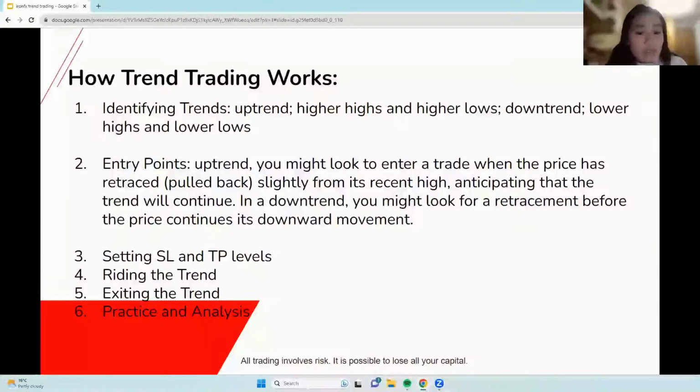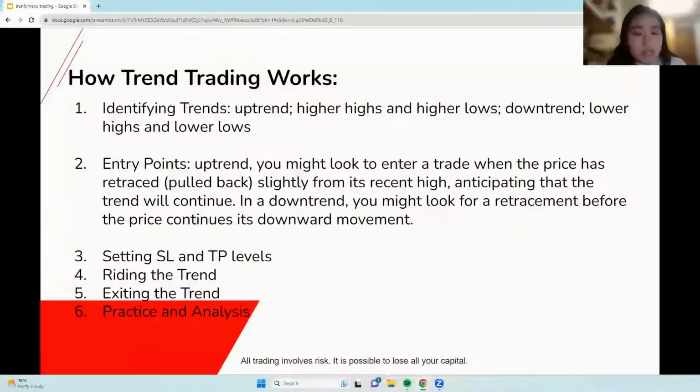Next, for number 4, we have riding the trend. Once you're in the trade and you have your risk management levels, your stop loss and your take profit levels, all accounted for, and your trend continues, then you can aim to stay in the trade as long as the trend remains intact. This involves monitoring the price movement and adjusting your stop loss and take profit levels if needed.